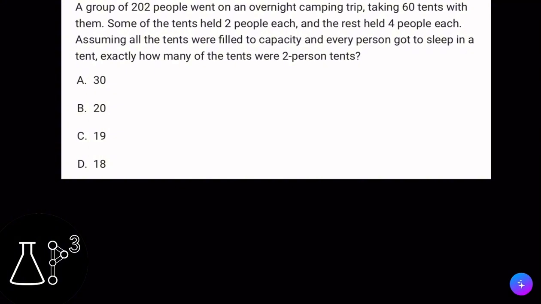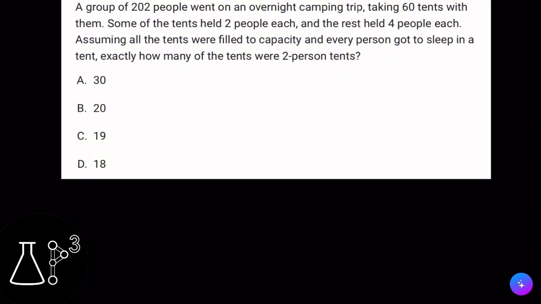Okay, so I'm given that there was a total of 202 people, and they took 60 tents with them. Each tent can hold 2 people, and the rest hold 4 people each. We're looking for how many of the tents were 2-person tents. In this problem, I want to make two equations to figure out what I'm looking for.